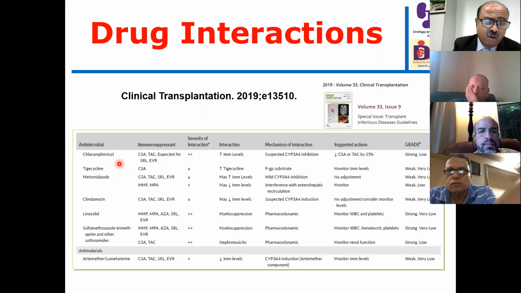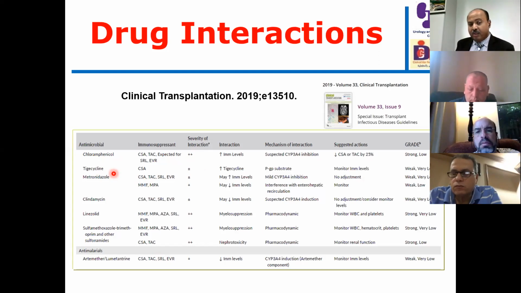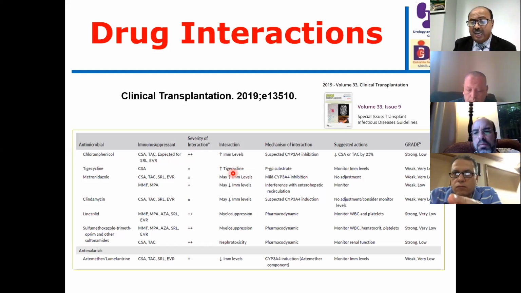Chloramphenicol, I think its use is very limited nowadays. The interaction is moderate, and it is an enzyme inhibitor. Tigecycline, we have tigecycline here, Tygacil, which is restricted for sepsis due to Acinetobacter infection. And as you see here, cyclosporin may be associated with increasing tigecycline level. And if you go to the literature, you'll find interaction with tacrolimus. So tigecycline may increase tacrolimus level.